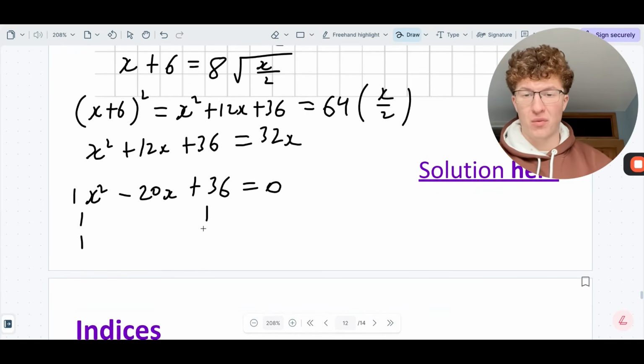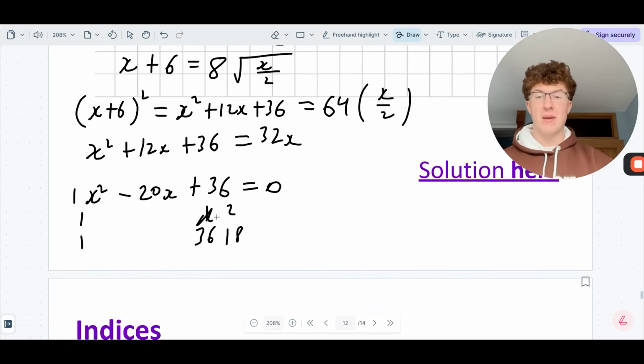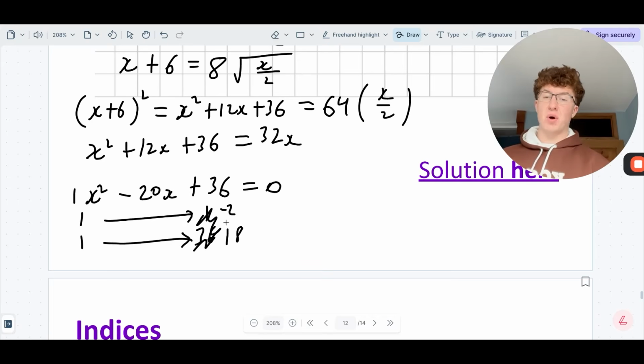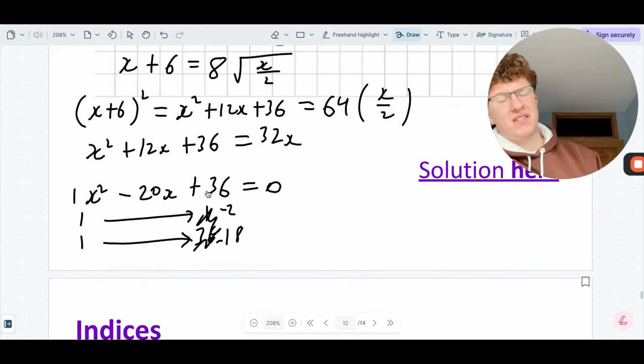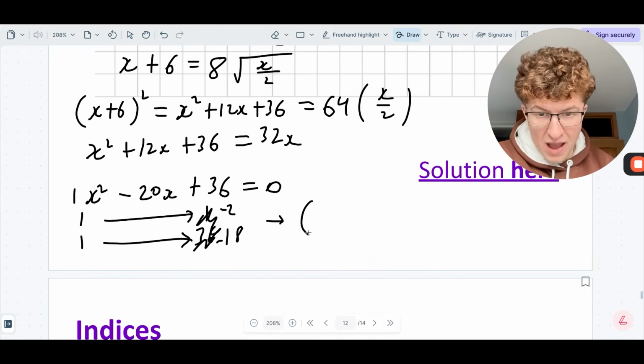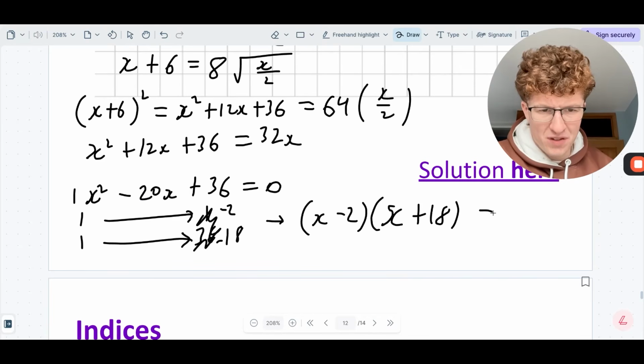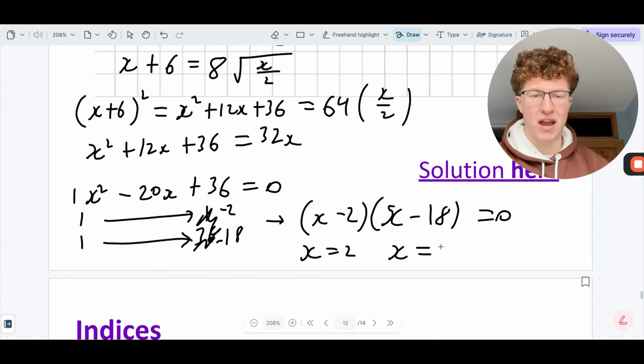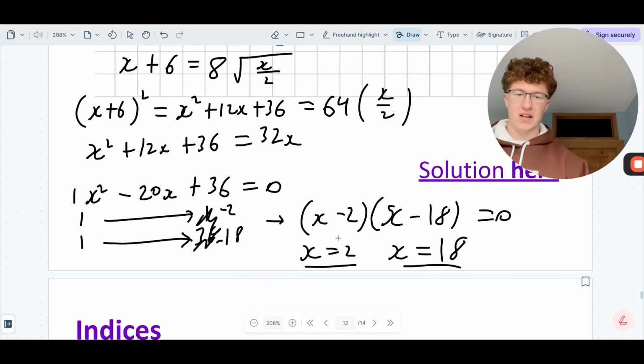1 and 1, and then we have 1 and 36, 2 and 18. Immediately, I need negative 20. I'm not even going to write out any more factors because I know this is going to work. 1 times 2 is 2, 1 times 18 is 18, and if these are both negative, they will add to minus 20 and multiply because minus 2 times minus 18 is plus 36. So we have x minus 2 times x minus 18 is equal to 0. Sorry, that should be negative. So x should be either 18 or 2.